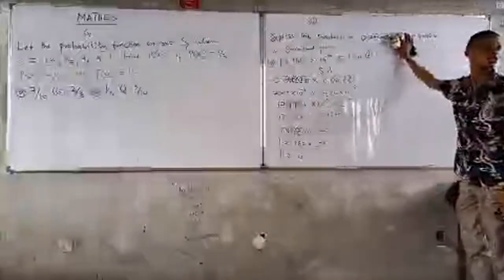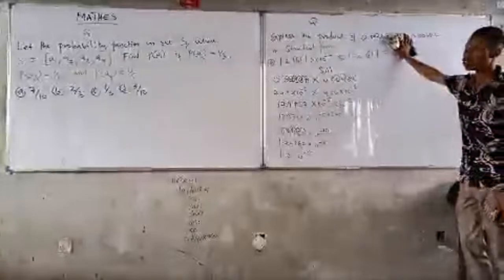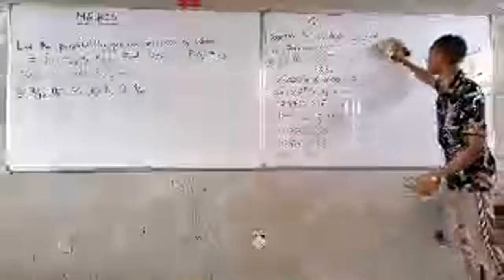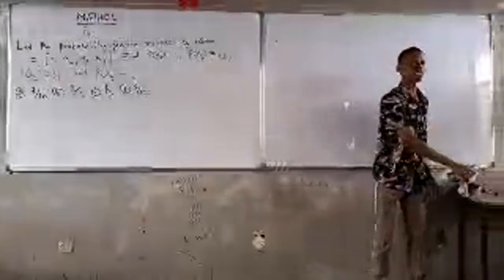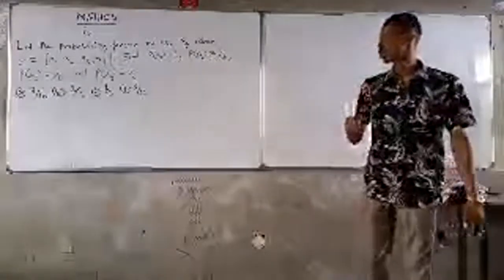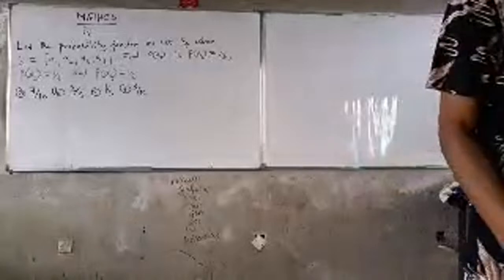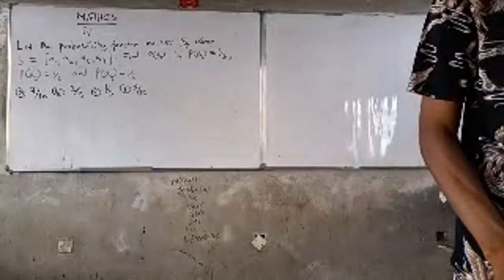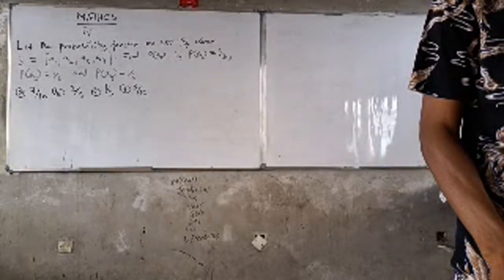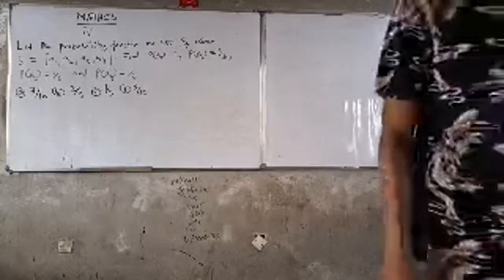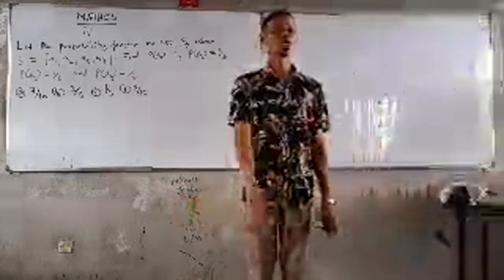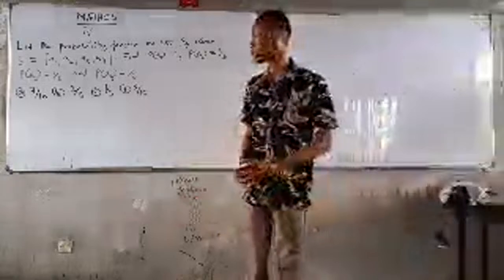What's the answer? 3/10. Okay, let's see if it's correct. Who said that A? It's A. Okay, let me confirm from my answer here. I didn't solve it. All right, let's solve it together and see which is actually correct.